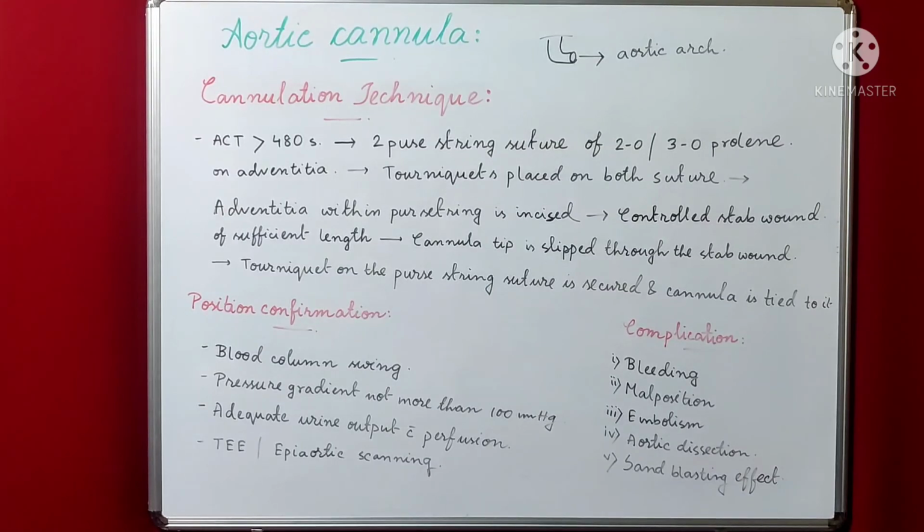And the last are the complications. The common complications associated with aortic cannulation are bleeding, malposition of the aortic cannula, air embolization, aortic dissection, and sandblasting effect, that is the dislodgement of atherosclerotic plaque.